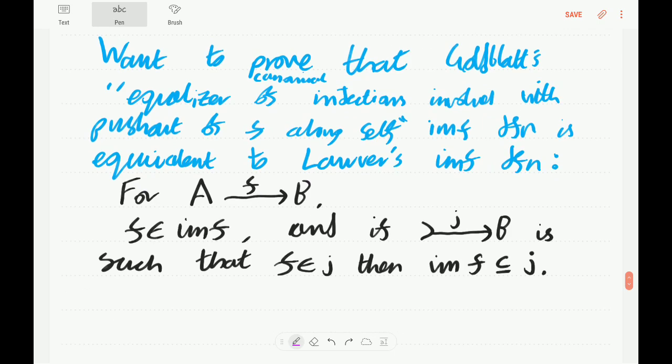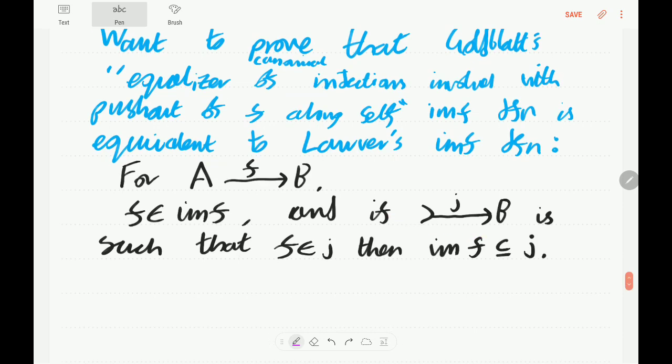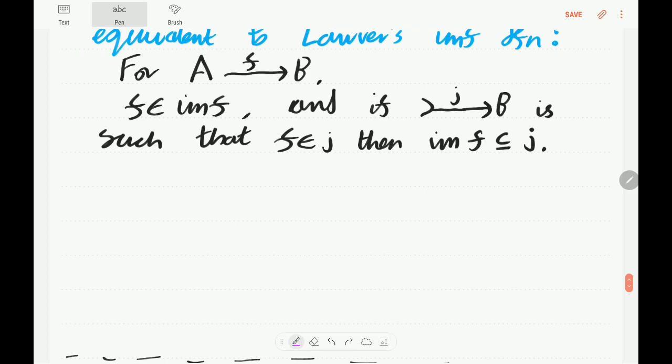Another way you can think of it is using Lawvere's definition. So given an arrow, I think this is correct. Given an arrow F from A to B, the image is a subobject of B such that F is in it. And if J is a subobject of B, and F is in J, then IMF is in J. So we think of it as a kind of minimal subobject of B that contains F.